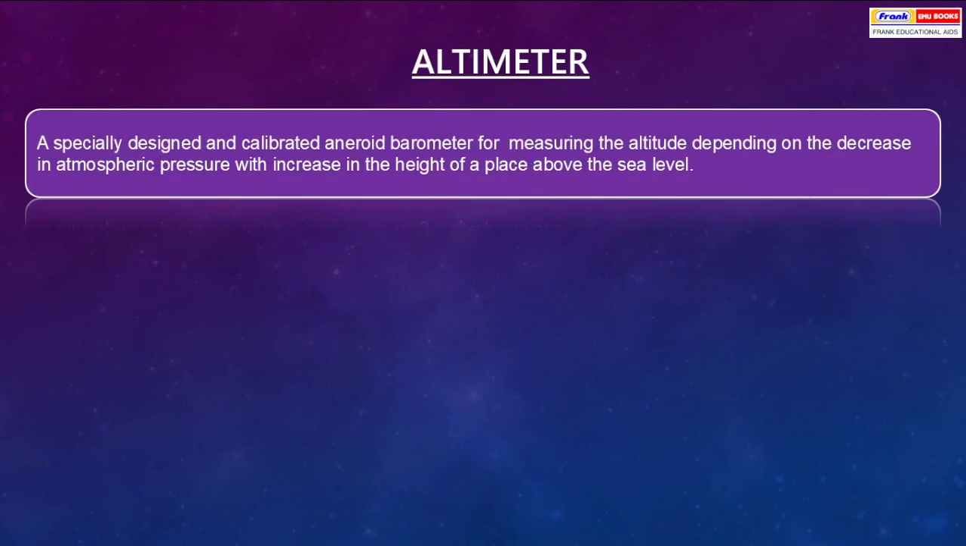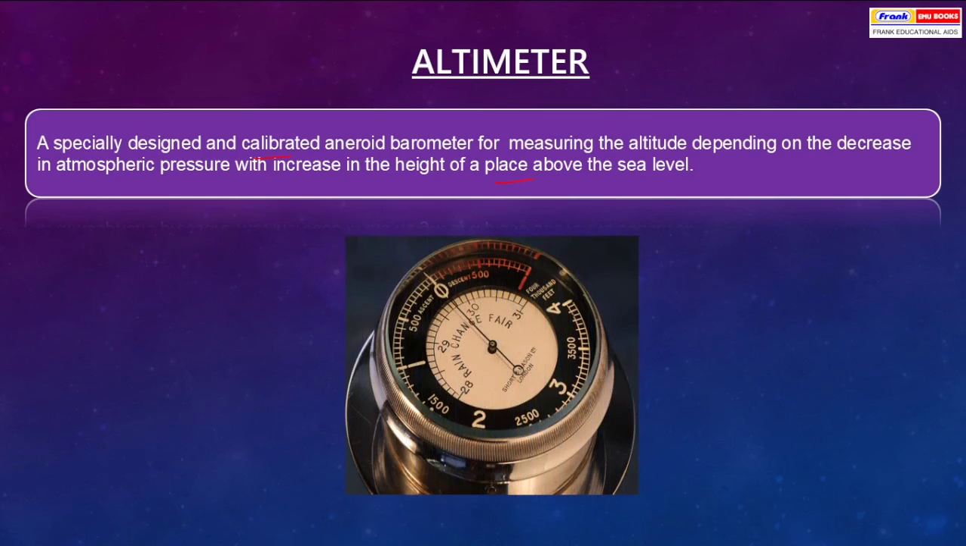Here you can see the image of a barometer, which is used to measure the atmospheric pressure. Then we have the altimeter. An altimeter is a specially designed and calibrated aneroid barometer for the measurement of altitude depending upon the decrease in atmospheric pressure with increase in the height of a place above sea level. Here you can see the image of an altimeter.